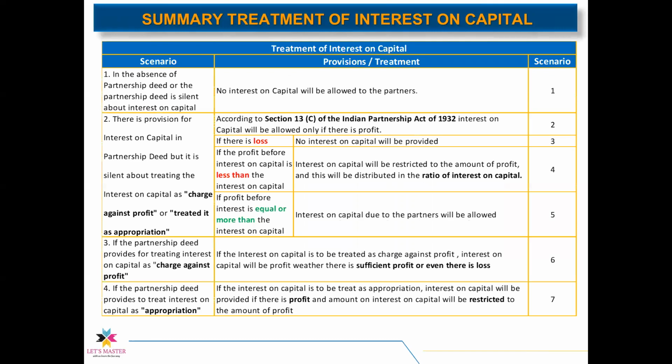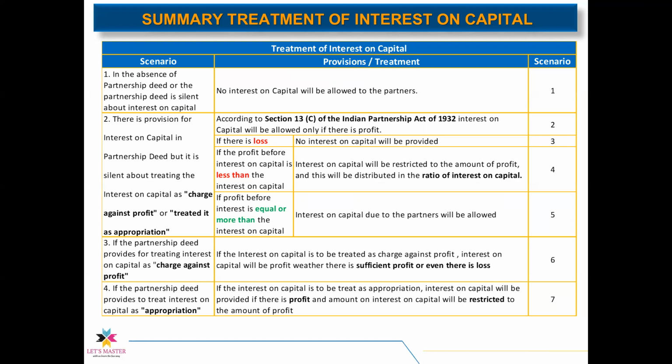Now, on this slide, we have presented the summary of how the interest on capital is treated. The first scenario is in absence of partnership deed, or the partnership deed is silent about interest on capital. That means there is no mention of at what rate the interest on capital needs to be provided to the partners, or whether it needs to be provided at all in the first place. So in this scenario, no interest on capital would be allowed to the partners.